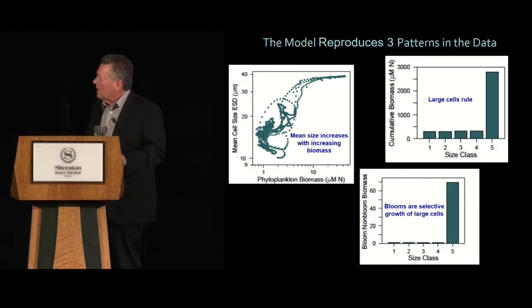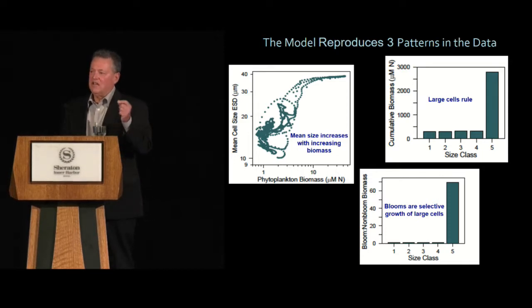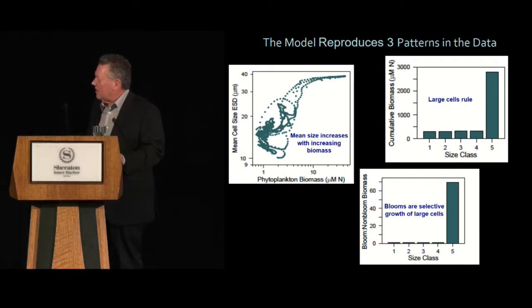show you. One of the things I did with the model output was I treated each day of simulation as though it was a measurement in the bay, and I treated that as a data set and analyzed it the same way I analyzed the measurements from San Francisco Bay. And the model results reproduce these three size-based patterns that I showed you. So on the left panel here, the x-axis is phytoplankton biomass. Each dot is a day in the 3 years of simulation.